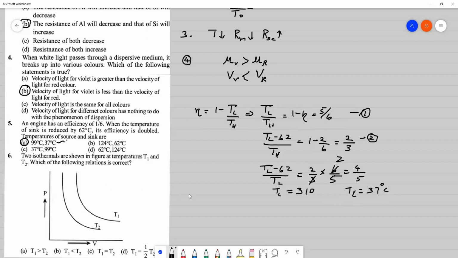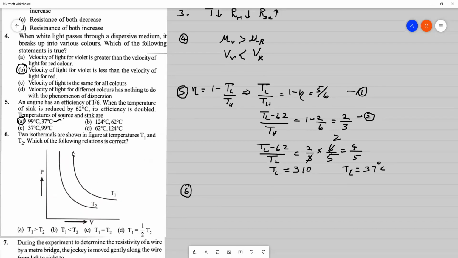So this was the 5th question. Now let us do the 6th question. In the 6th question, two isotherms are given. They're asking which is the correct answer.